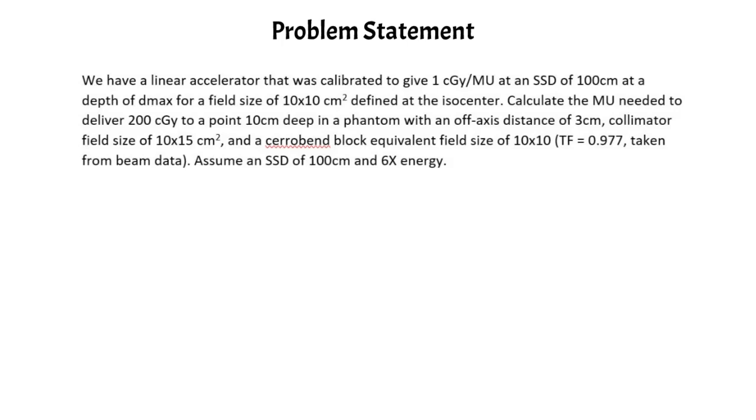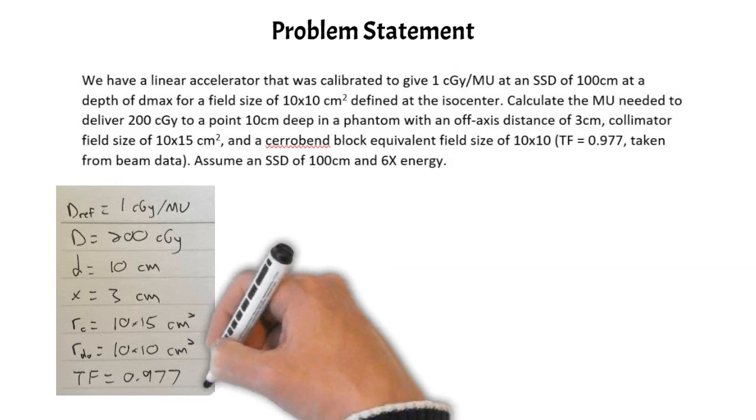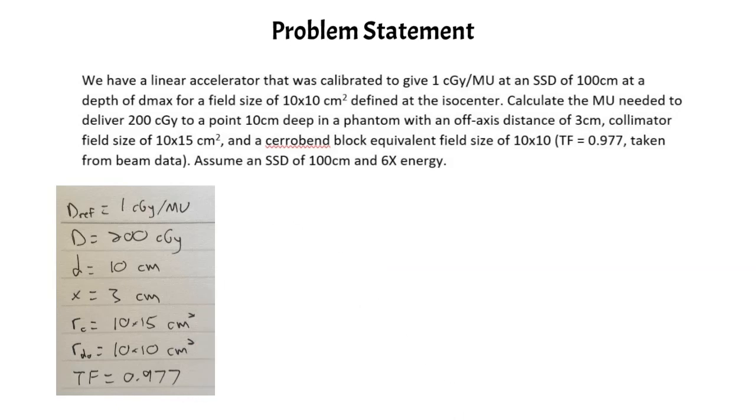So once again, I typically like to start off these calculations by writing down a few of the variables that are defined in the problem statement. So we have a reference dose, once again, of 1 centigray per monitor unit. And in this instance, we are given a desired dose rather than a monitor unit setting, and we need to calculate the monitor units. We can do this by simply solving the general dose equation for the MU, but otherwise everything else is the same. You just need to do a little bit of rearranging.